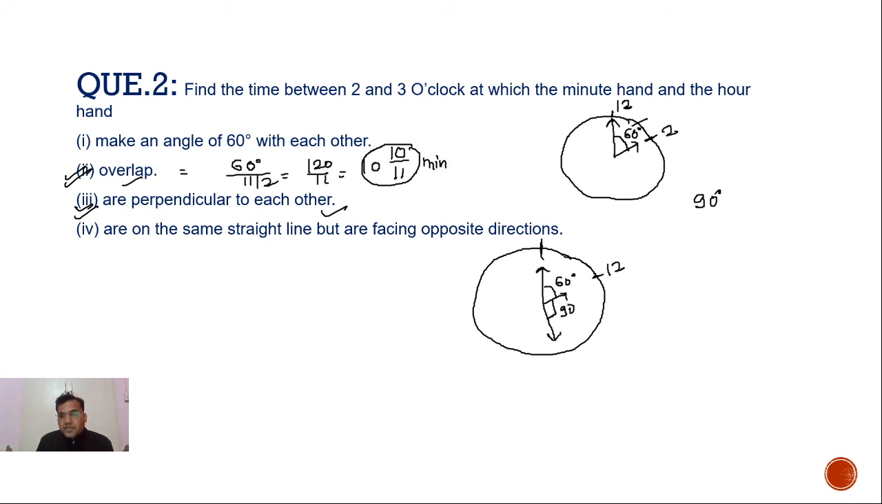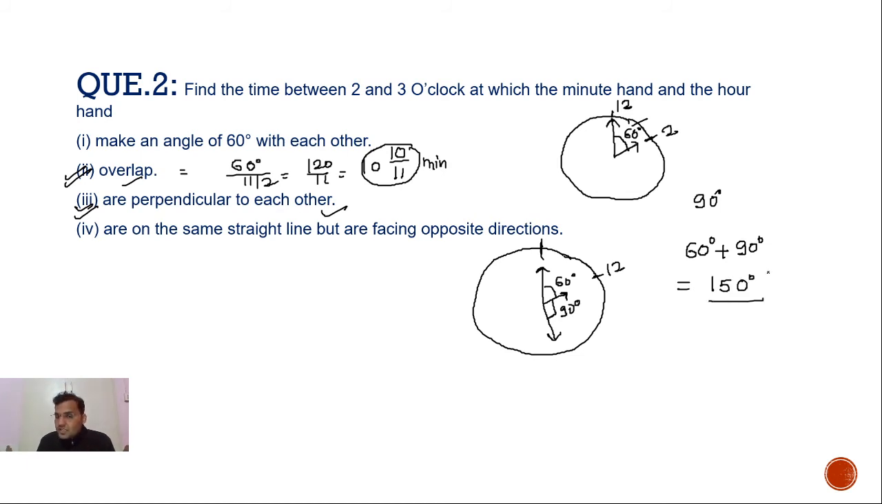So you see that the minute hand is 60 degree behind the hour hand, but it needs to be ahead by 90 degree. So the total distance that needs to be traveled by the minute hand would be 60 degree to overtake plus 90 degree for the construction of the angle. That means the total angle that it needs to travel is 150 degree.